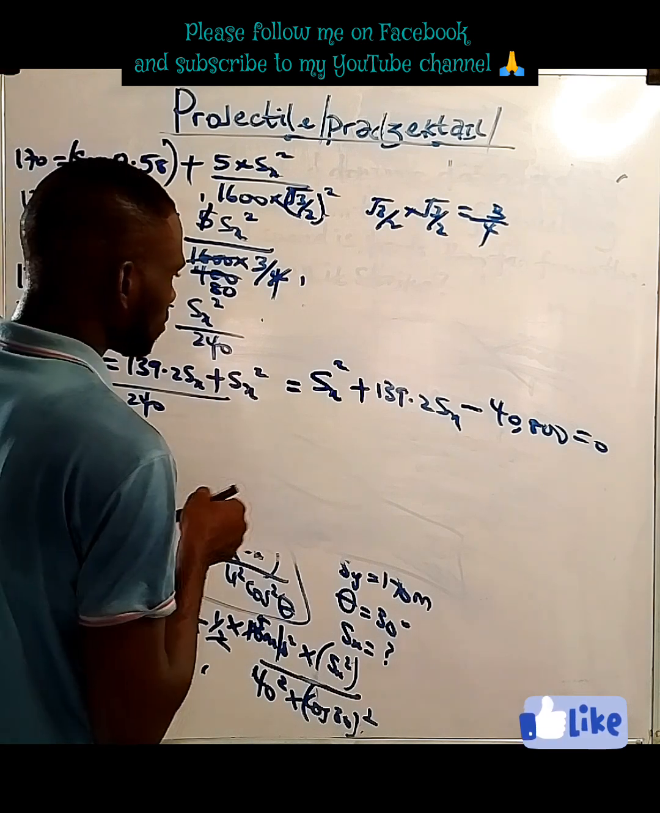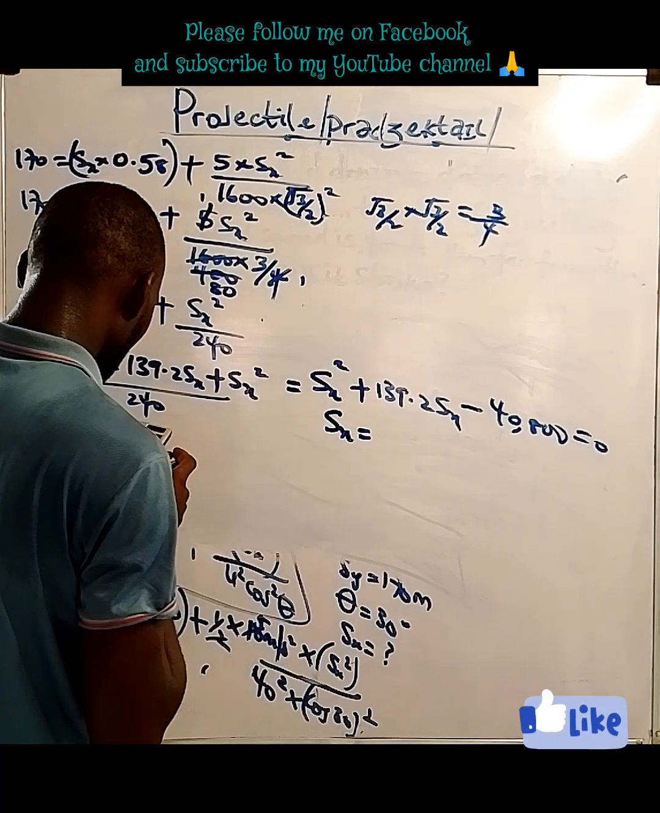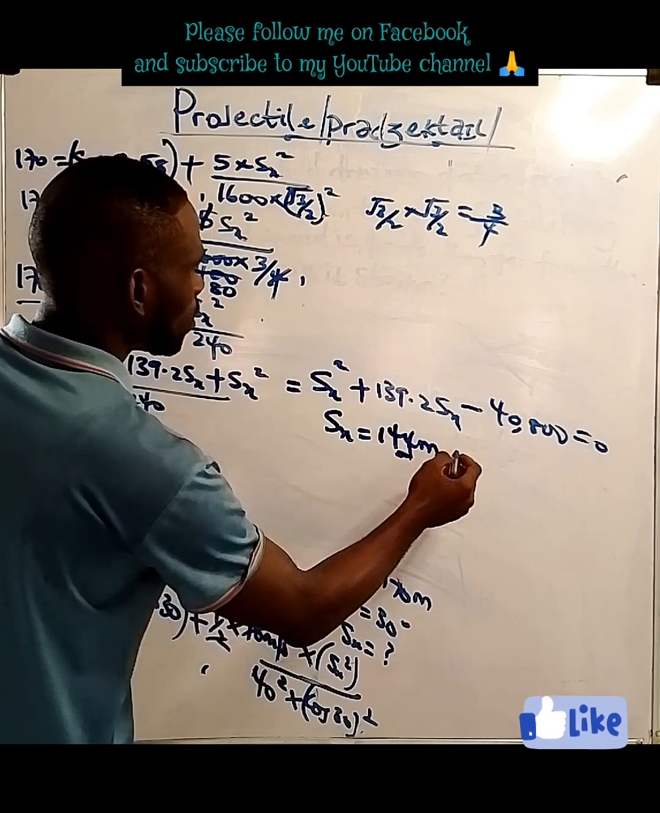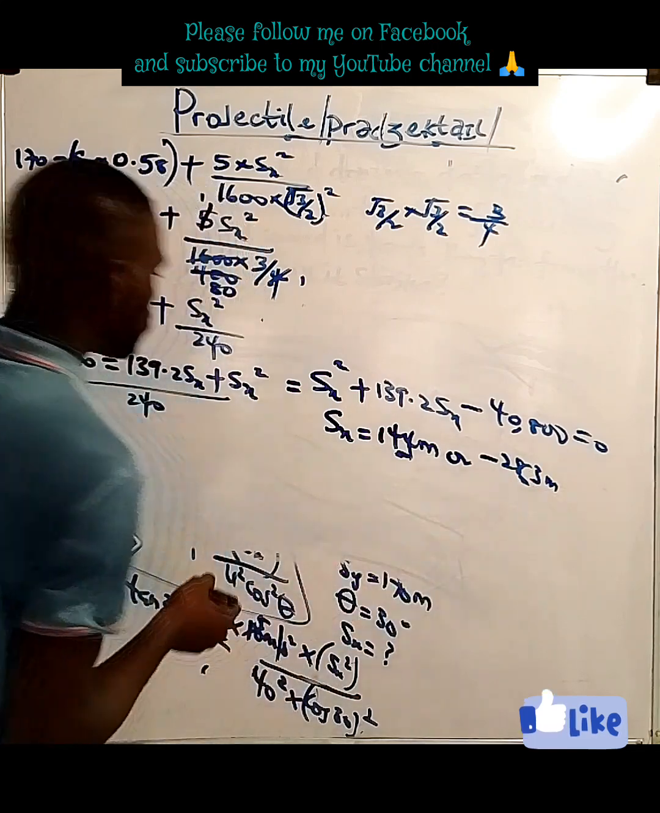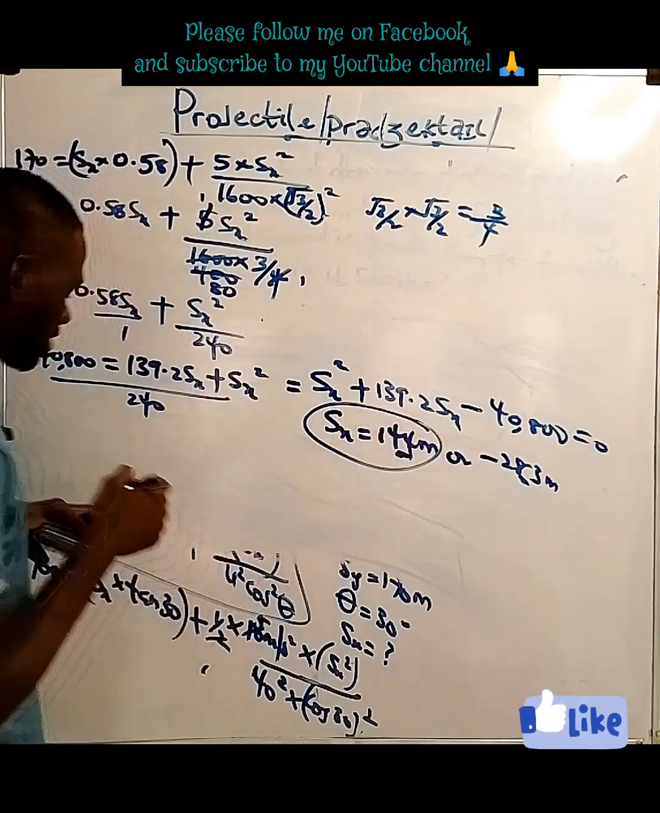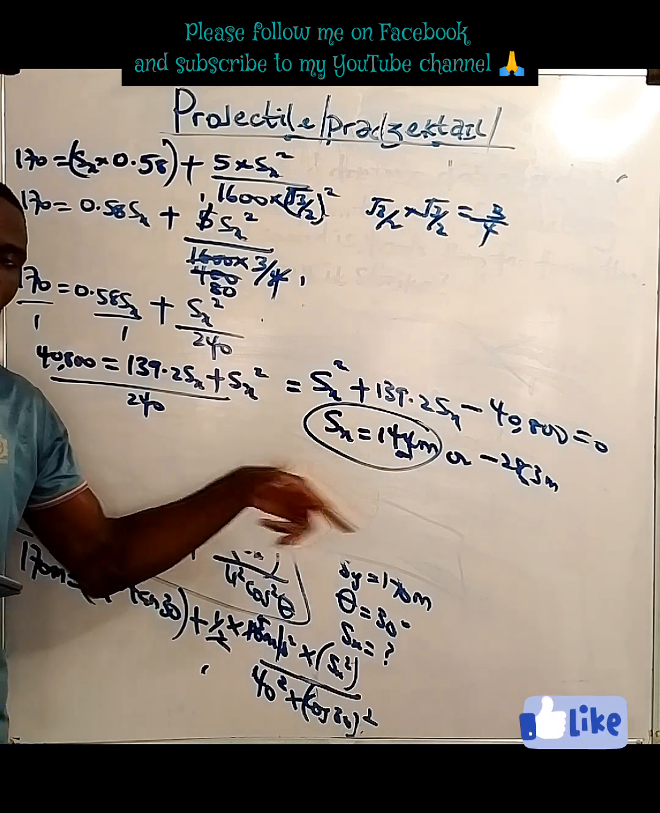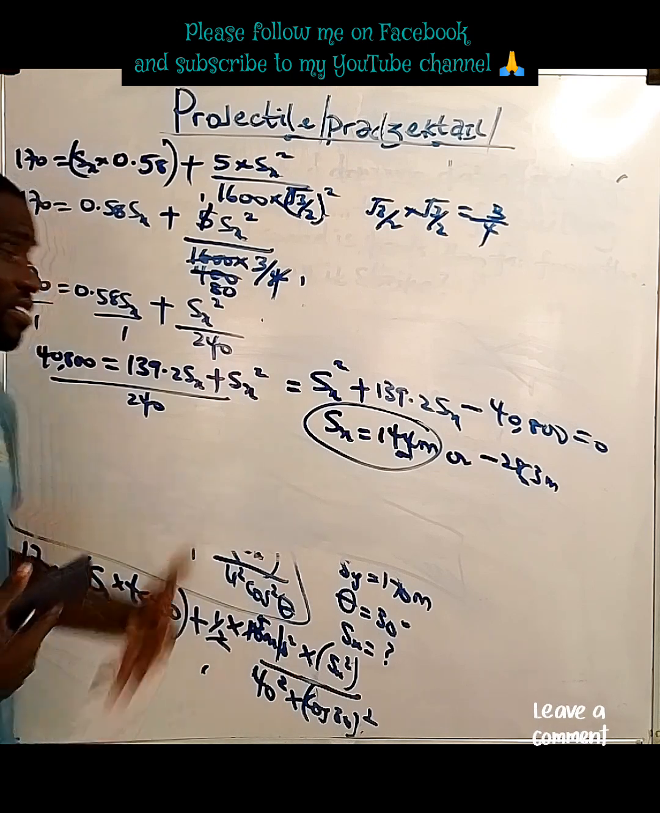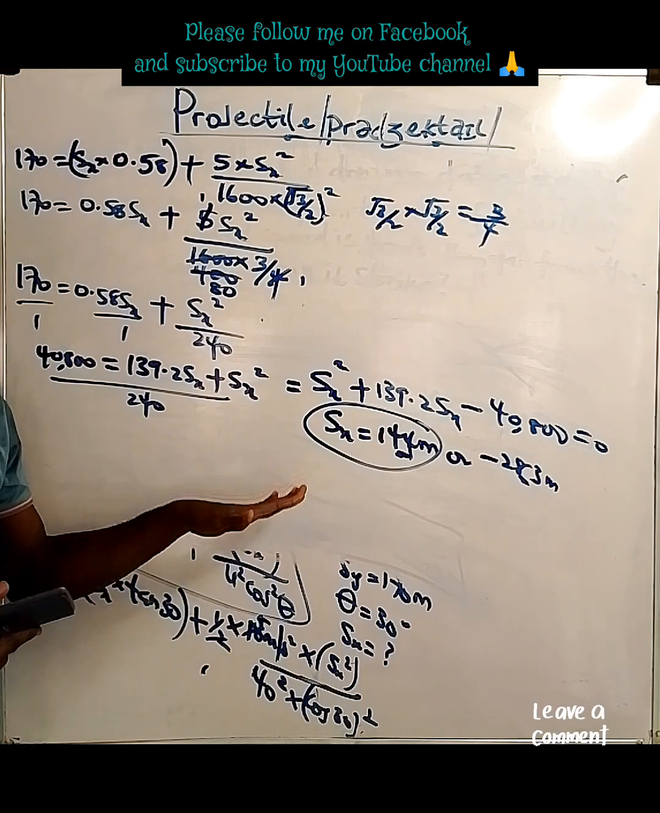So the value of the distance is 144 meters, or minus 283, but we don't need the minus 283 meters at all. So the body falls 144 meters away from the foot of that 170 meter building. It's as simple as ABC. Now, there's another method we could use, but I think this is fine. As simple as that. So that'll be all for now.